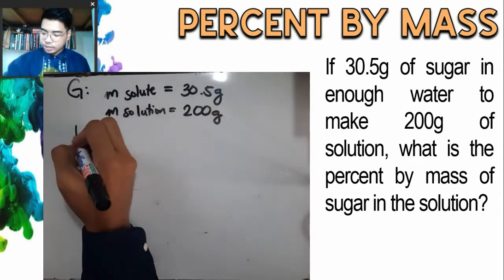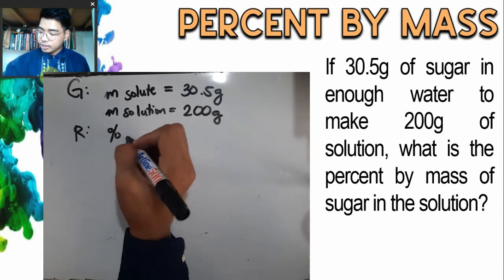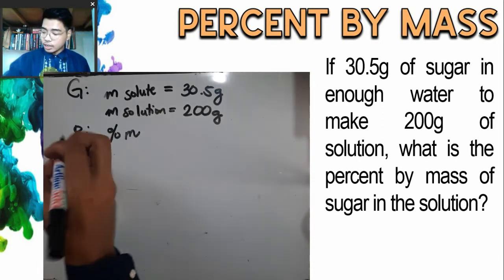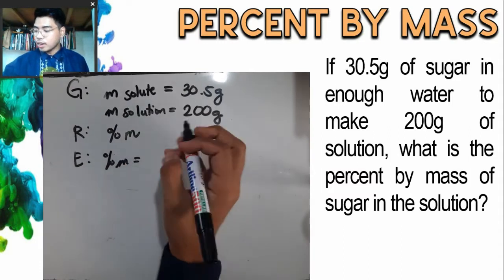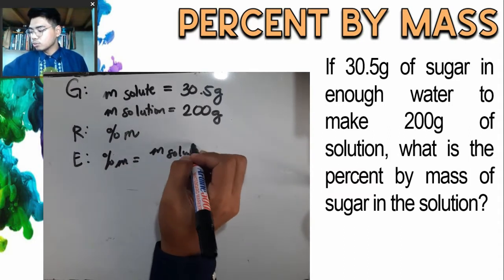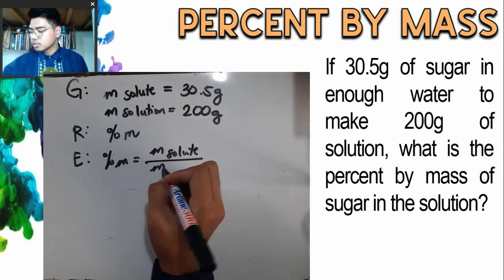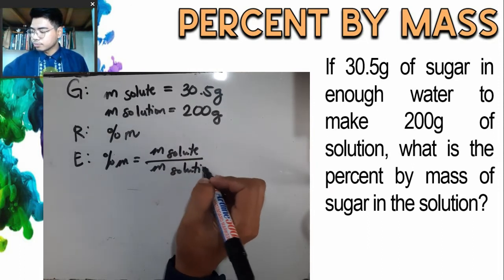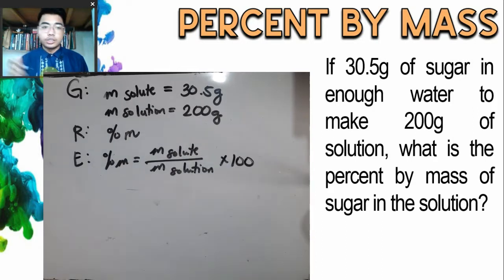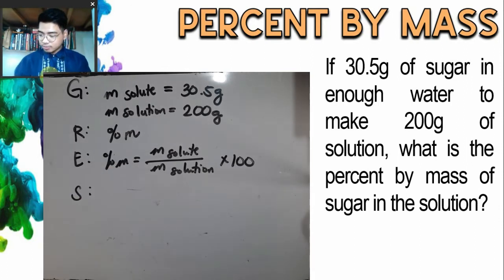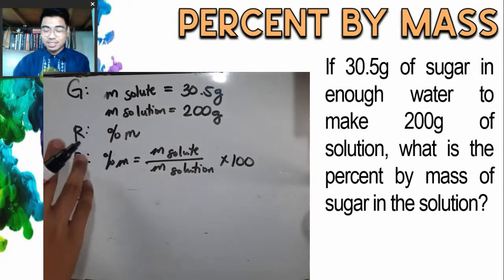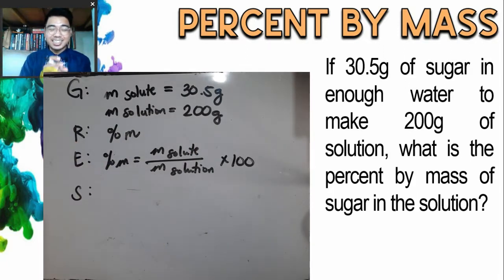Then our required is percent by mass. Our equation: percent by mass is equivalent to mass of the solute over the mass of the solution times 100. Then, the next one, we're going to consider our solution, the actual solution, and not the solution that we are pertaining to in this particular discussion, the solution in GRESA.